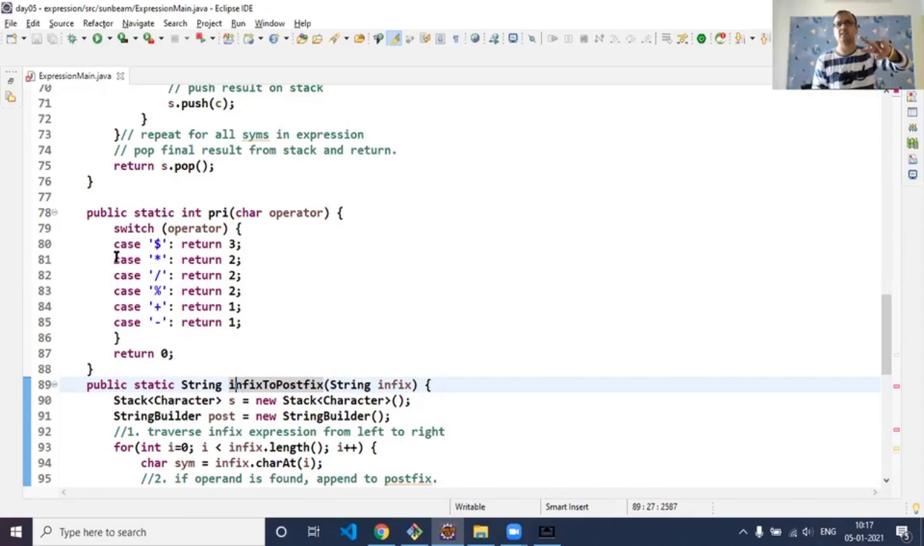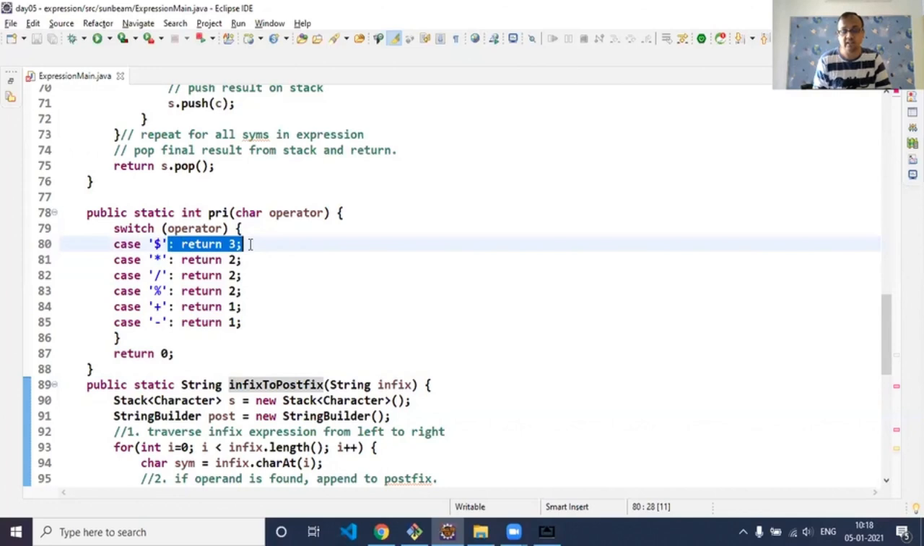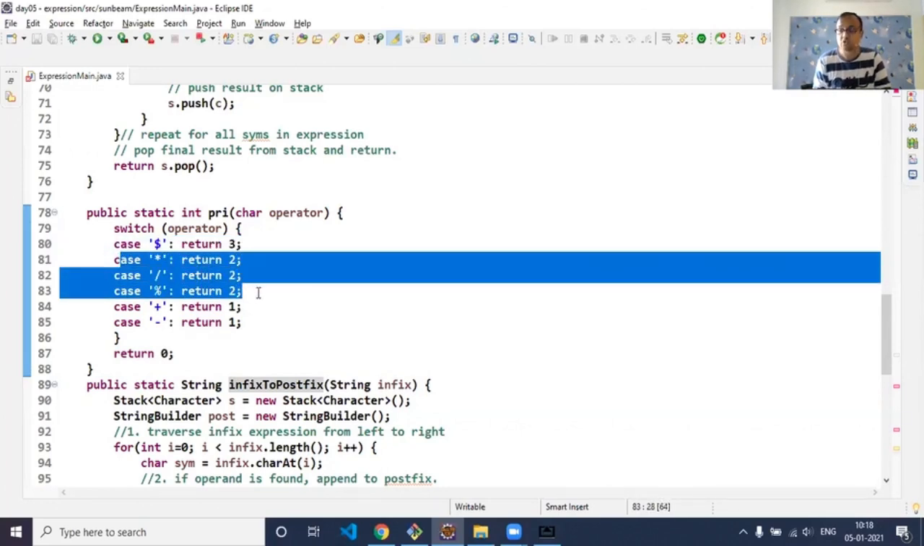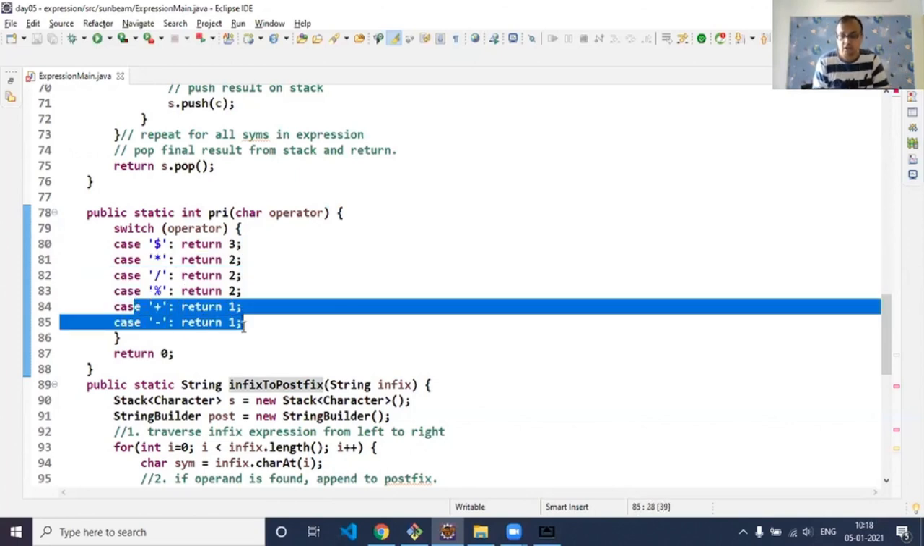Consider their relative precedence. So I'm saying that dollar is highest. This is important. Star, division and modulus should be equal but lower than the dollar. Plus and minus should be lower than the multiplication and division, and plus and minus should be equal. I hope you are getting the point.